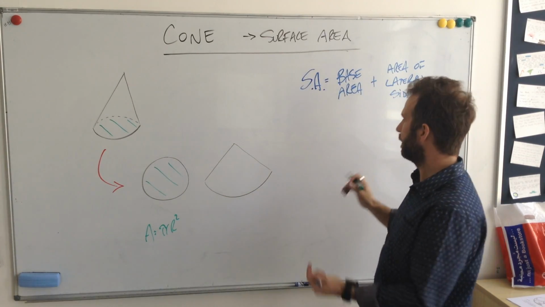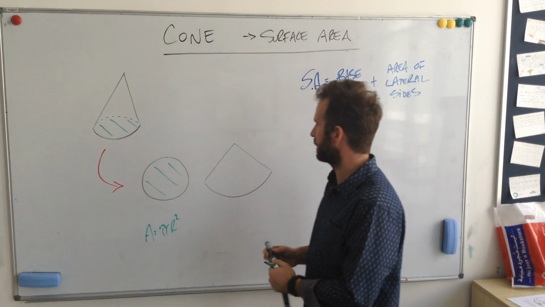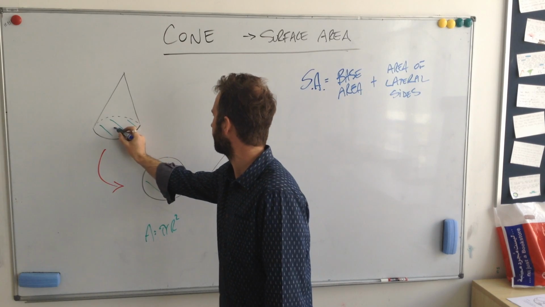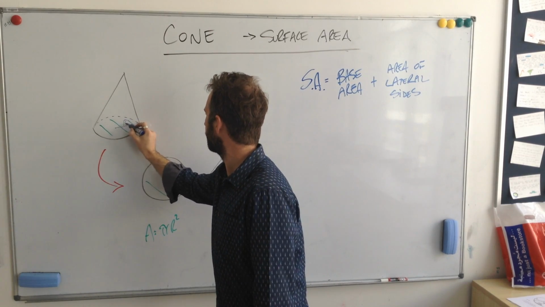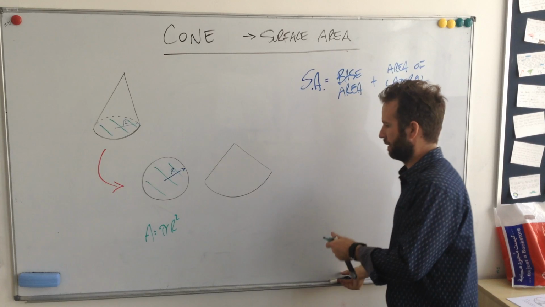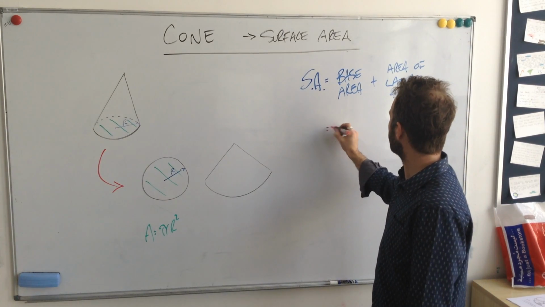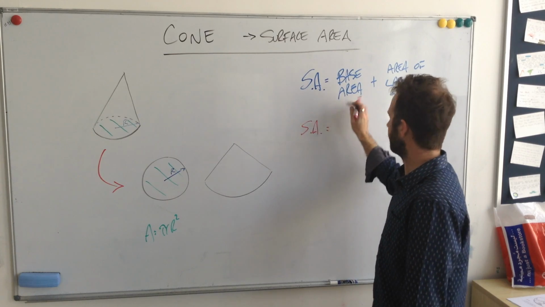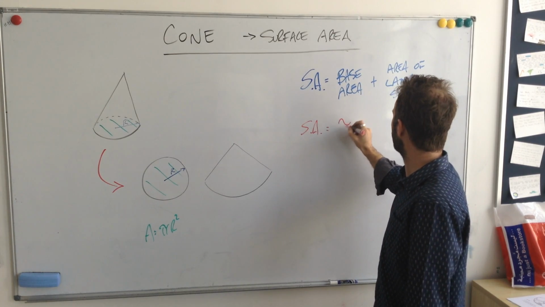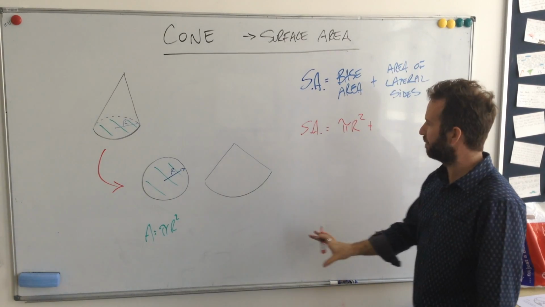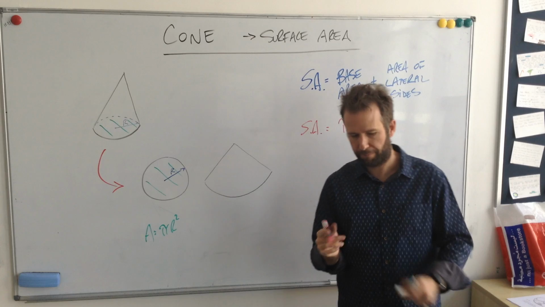We've got that. Well, what would we need? We would just need to know the radius here. So that's the only thing I would need in order to determine that. So we can now write the base area here. So our surface area is going to be equal to our base area, which is simply one circle, pi r squared, plus the area of the lateral side. In other words, plus the area of this thing.